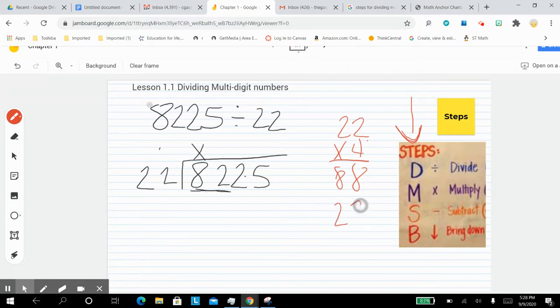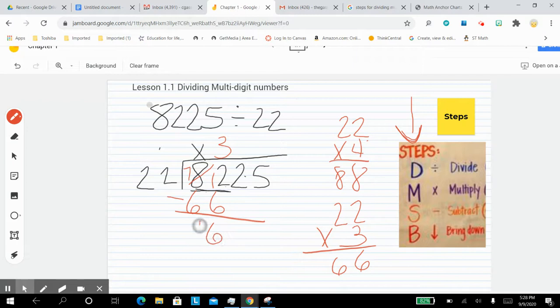So let's go one less. It's close, but not there. So 2 times 3 is 6, 2 times 3 is 6 again. So 3 must be the first number that I need to use. So 3 times 22 is 66. Now if I subtract, I have to borrow. This becomes a 12. That's 6 left over with 1.